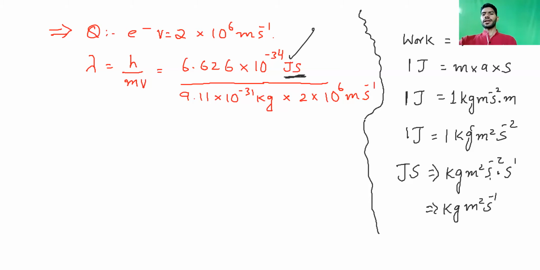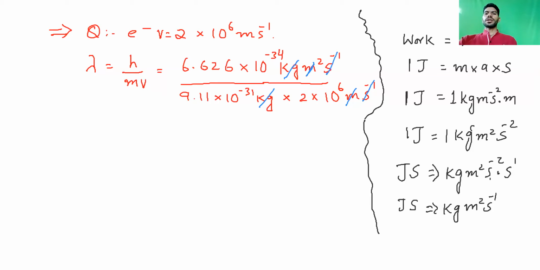So now, in place of joule second, I can write it like this: kg meter square, and then second inverse. So now tell me what will get cancelled. Can you cancel the units? Kg and kg will cancel. Meter and one meter from here will cancel. Per second and per second will cancel.